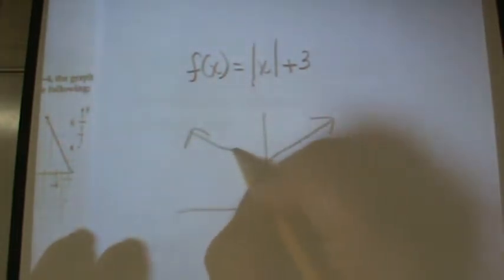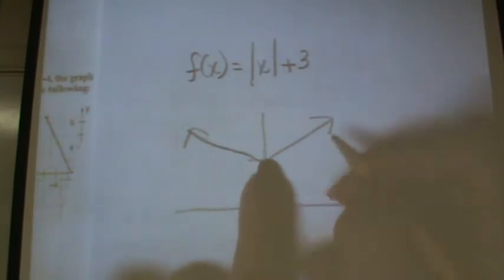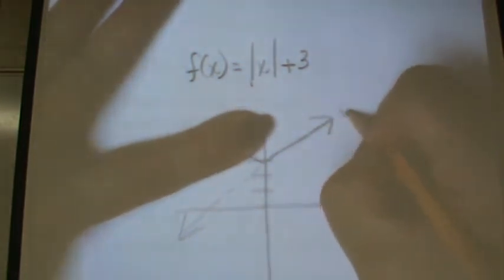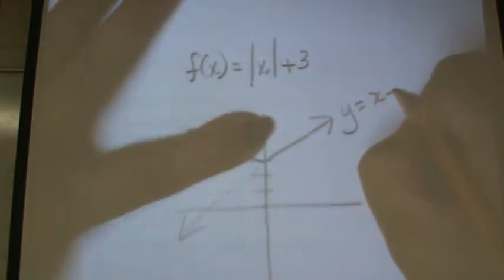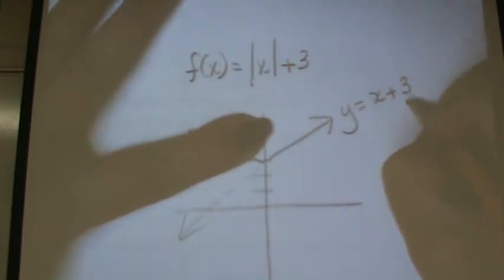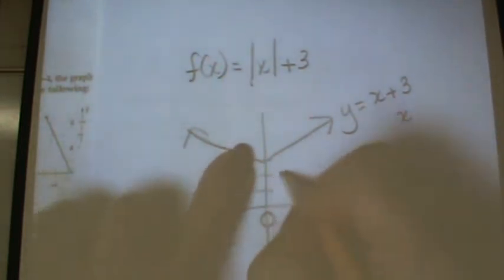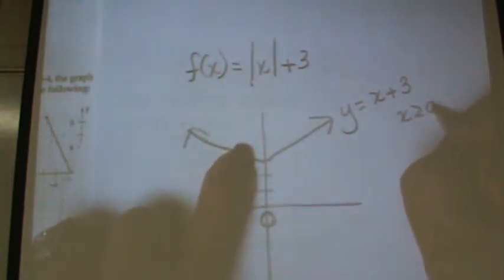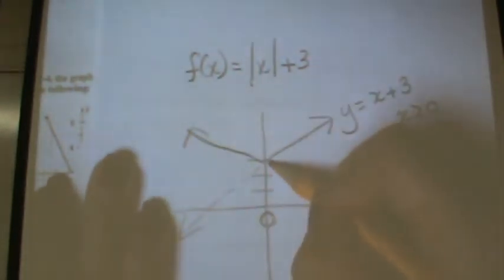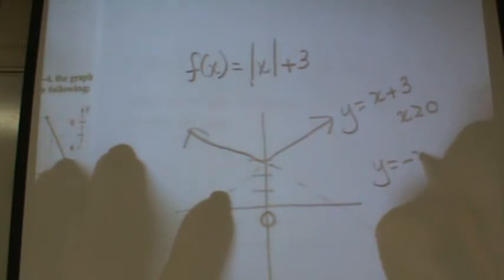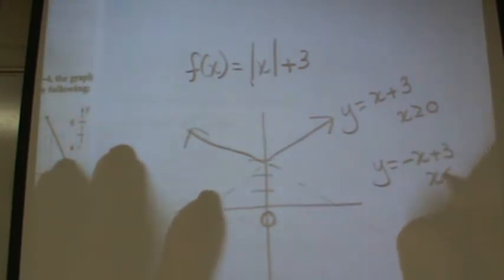Okay, can you tell me what these two equation names are? What's this one? What's this equation called? y equals x plus 3. But when did we use this one? For the x values that are, what's this number right here? Greater than or equal to 0. What's this equation? Negative x plus 3 when x is less than 0. You got it, less than 0.